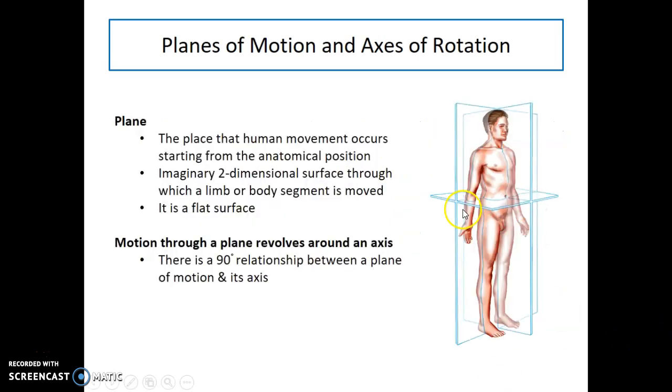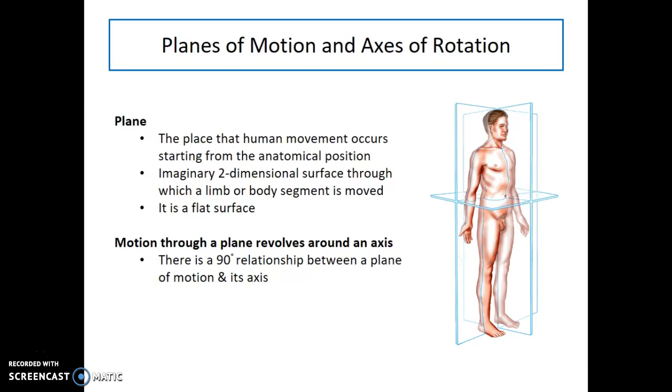So these blue pieces of glass, we'll say, would be the planes. So the place that human movement occurs, starting from the anatomical, notice his palms are facing forward. Really, it's an imaginary two-dimensional surface through which a limb or body segment is moved through. It is a flat area. It doesn't necessarily have to bisect the body. It would be similar as if you were leaning on a wall and you could do somewhat snow angels along the wall. That plane can actually be behind you, but you're still following that two-dimensional imaginary surface.